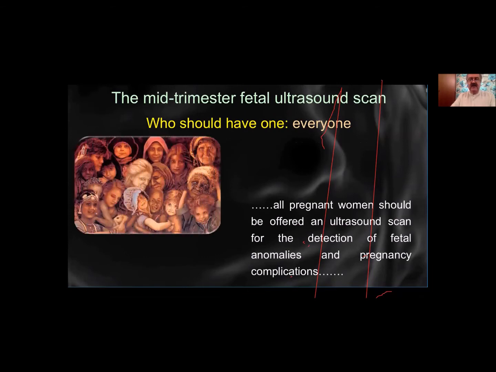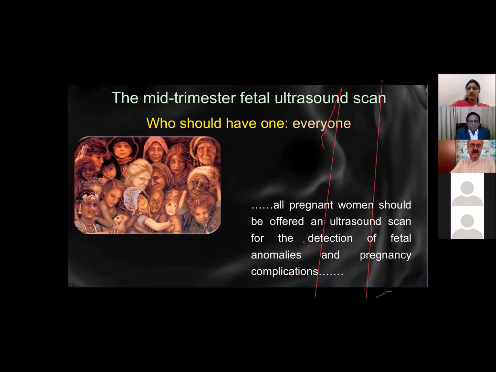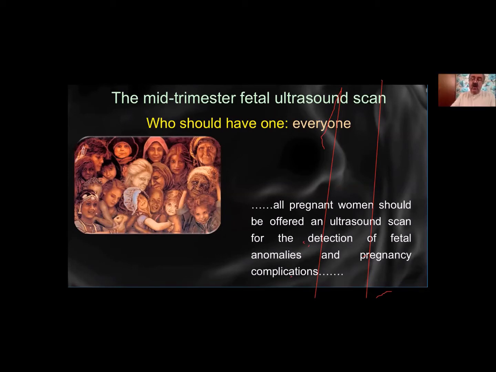Now, the next question to be answered is, who should have one? Is there a high risk group? Is there a low risk group? That does not apply to the anomaly scan. All pregnant women at 18 to 20 weeks should be offered it. And we now have a directive from the Ministry of Health and Family Welfare 2 years ago. It was put together by Dr. Pratima Mittal from Delhi, and she works at the General Hospital. And she said, this is the one scan that seems to be the right of our patient, and we should be able to offer this.